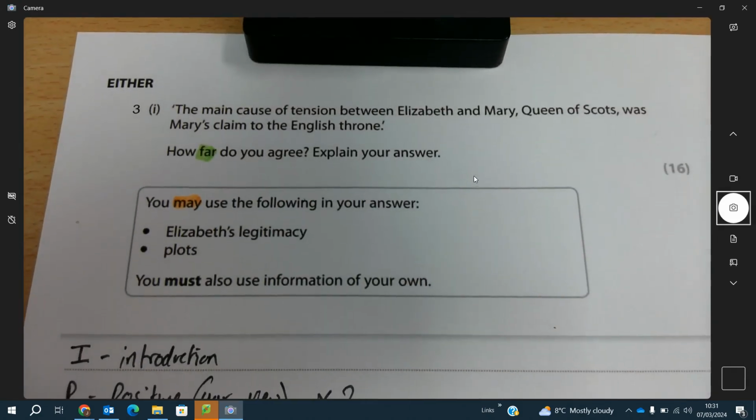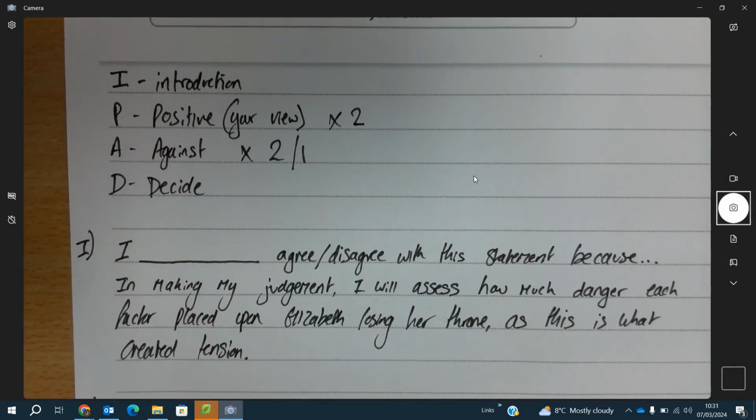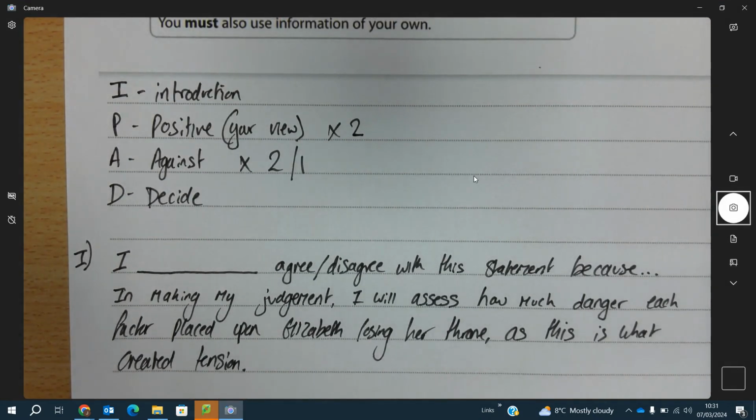So just a reminder of what the question is. The main cause of tension was this thing. How far do you agree? So actually, I've got to assess. I'm a historian. I'm assessing what causes that tension. So I'm saying that actually it's about how much pressure or how much danger it put on Elizabeth losing her throne, as that's what created tension. Obviously, this will be totally individual to each question, so you are going to have to think about this criteria of how you're going to use it, and this only comes with practice.